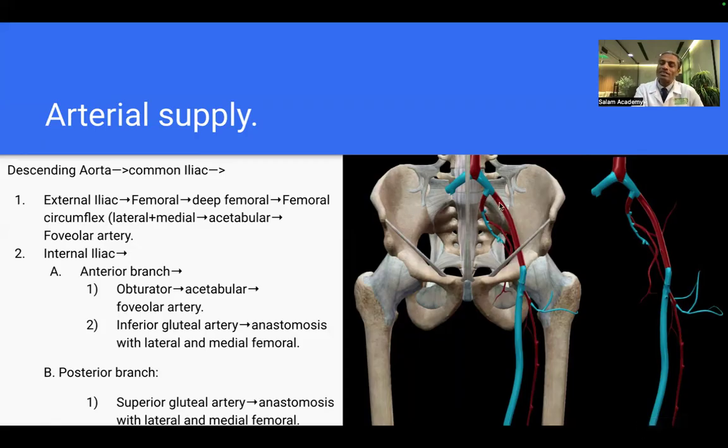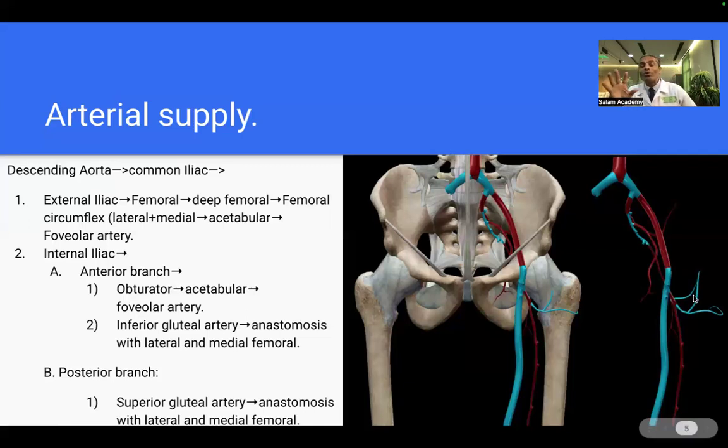Also, we have here, this is the external iliac artery, this is the internal iliac artery. The internal iliac artery has two divisions, the anterior division and the posterior division. The anterior division has the obturator artery and the inferior gluteal artery, and the posterior division has the superior gluteal artery. And here, from the femoral artery, we have the deep femoral artery. We have this, the lateral circumflex artery, and this, the medial circumflex femoral artery.